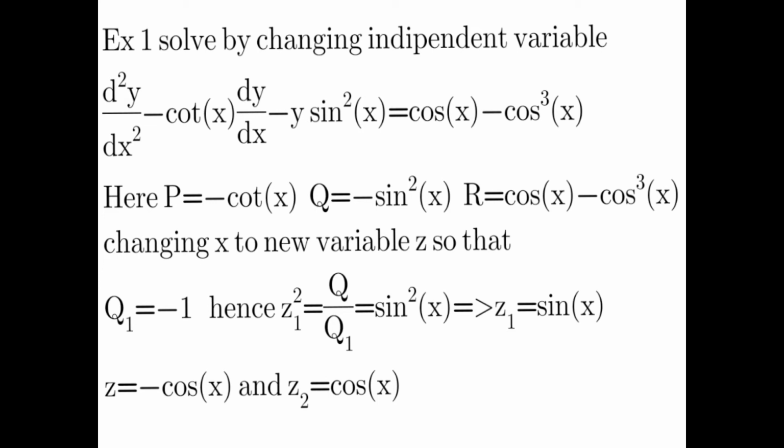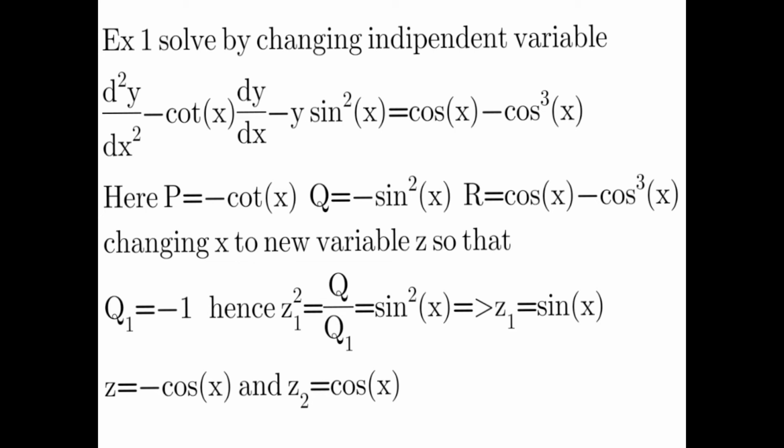Here we know that the coefficient of d square y by dx square is 1. So we can directly identify the coefficient of y1 as p, the coefficient of y as q, and the RHS as r. So we write p is equal to minus cot x, q is equal to minus sin square x, and r is equal to cos x minus cos cube x.